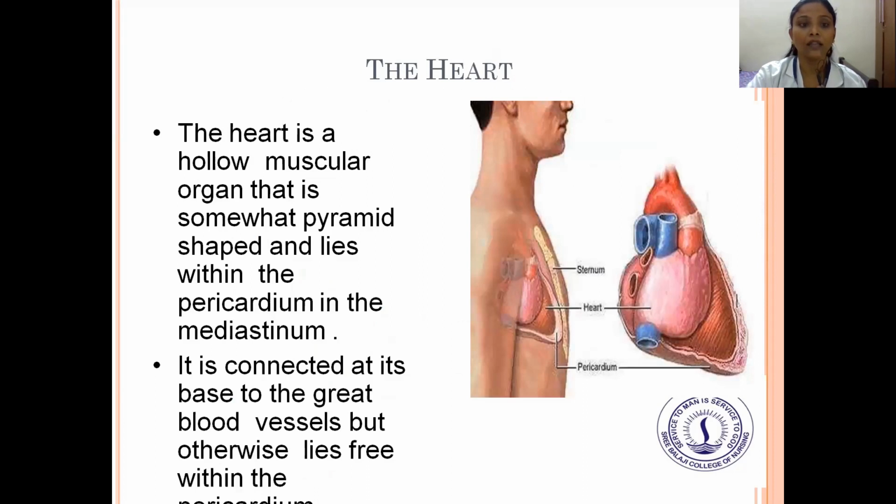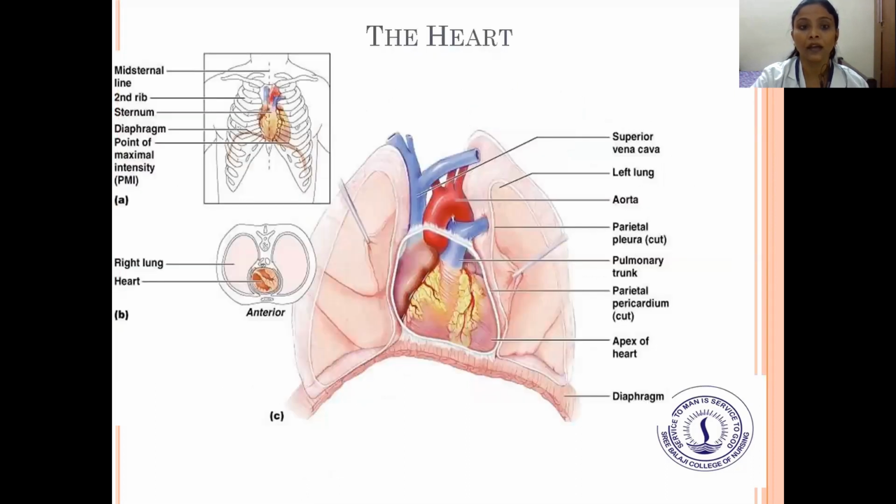Next, the heart. The heart is a hollow muscular organ that is somewhat pyramid shaped and lies within the pericardium in the mediastinum. It is connected at its base to the great blood vessels but otherwise lies free within the pericardium. So you can see where the heart lies exactly. That is the midsternal line between the second rib of the sternum, diaphragm, point of maximal intensity.